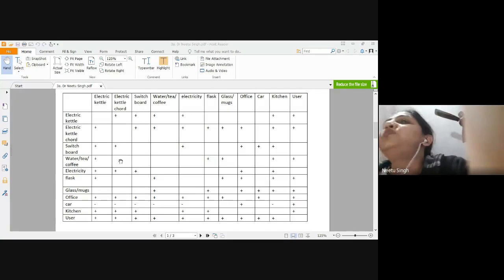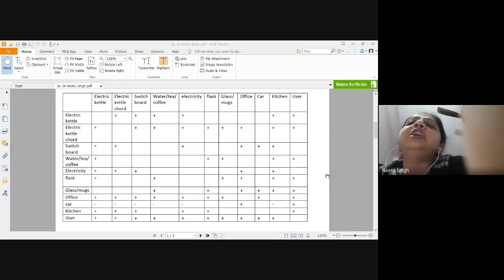We cannot find a switchboard. Electricity is again a problem. Fluctuation is another problem. Carrying the flask as well as the electric kettle is again a problem. And the need for coffee and tea has become essential, and from the working place, we cannot go outside every time to get these beverages.